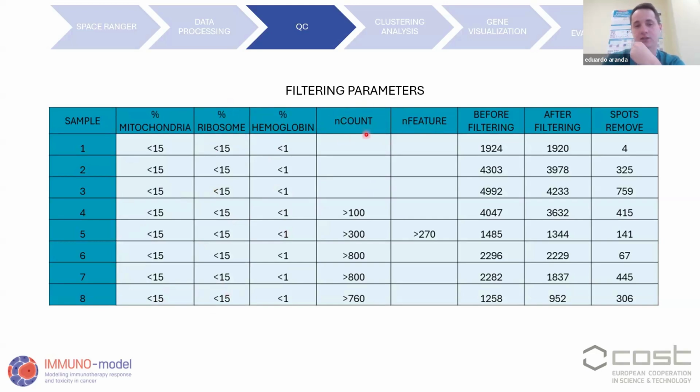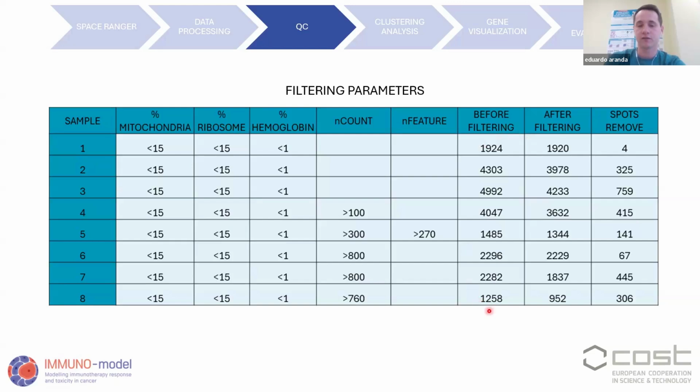nFeature is the number of unique genes detected in each spot, and nCount is the total number of genes detected in each spot. For example, I can have one spot with a single unique gene, but this gene can appear many times, like 20 times, and this is the nCount. With these values, we want to remove spots that are outside of the tissue, or maybe half in the tissue and half outside. And after all these parameters, this is the result of filtering our spots.